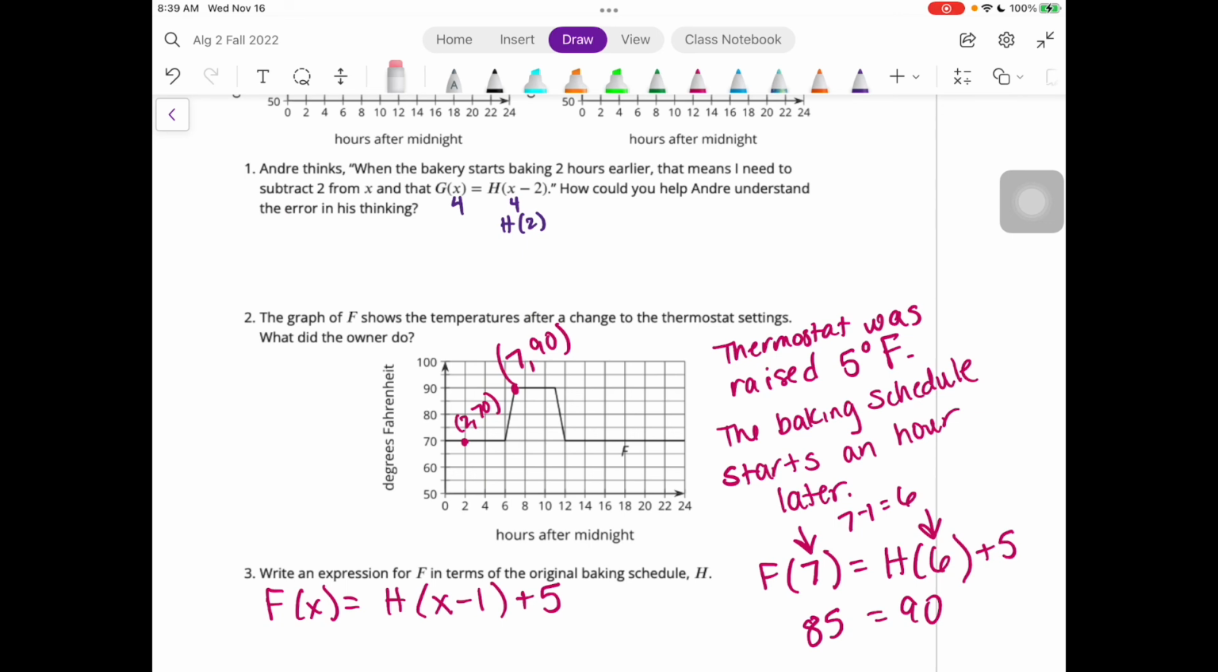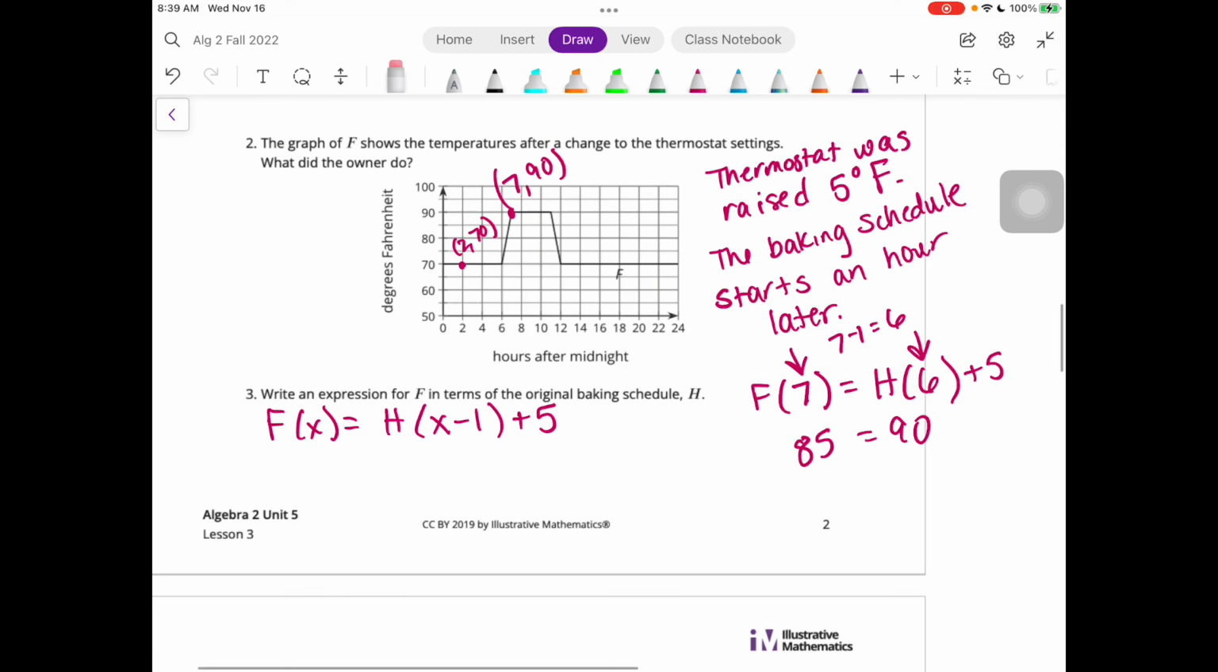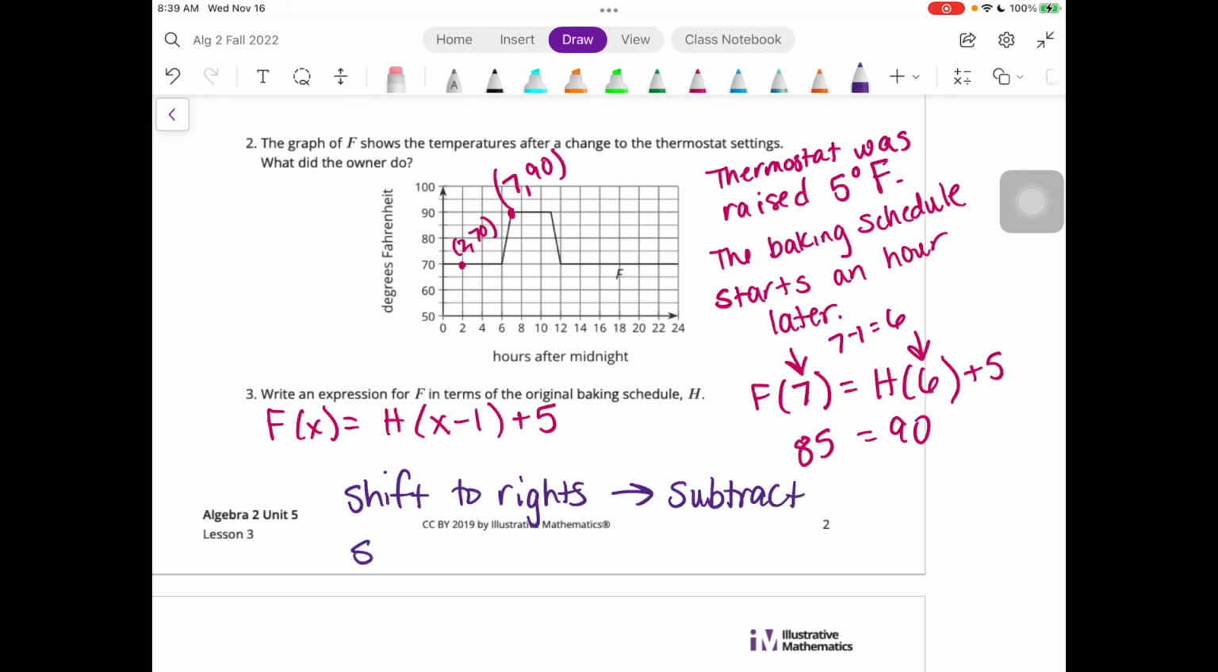So again, if you are horizontally shifting, a shift to the right means subtract. A shift to the left, oh, I don't know why I wrote rights, not right. Left means you add, okay?